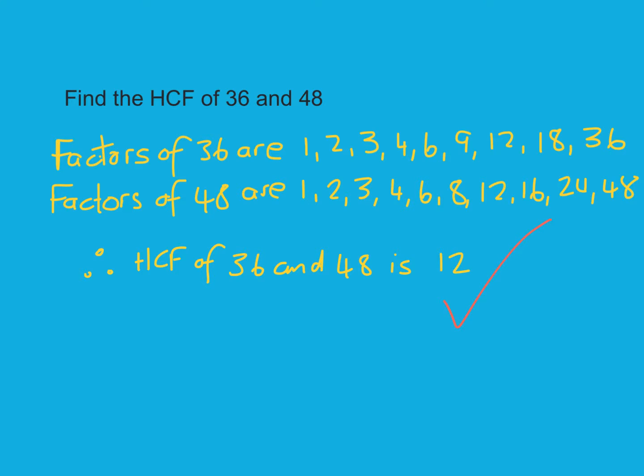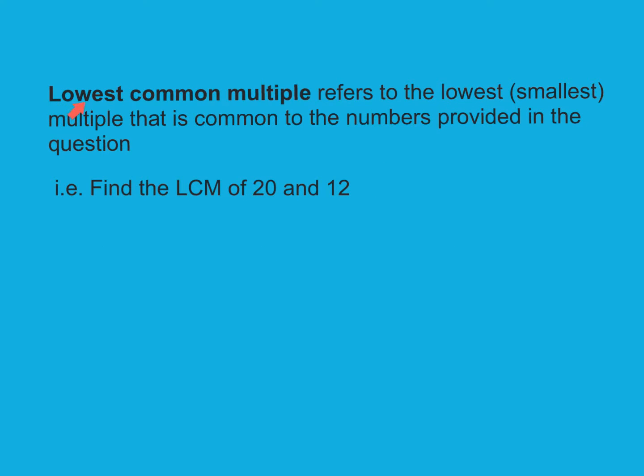Awesome. Well done. Alright, now we're going to look at the lowest common multiple, and that refers to the lowest or the smallest multiple that is common to the numbers provided in the question. So for example, we need to find the lowest common multiple of 20 and 12. How do we go about doing that? Well, once again, if you're unsure about how to do this, go back to video lesson 3.1 and do a little bit of revision.